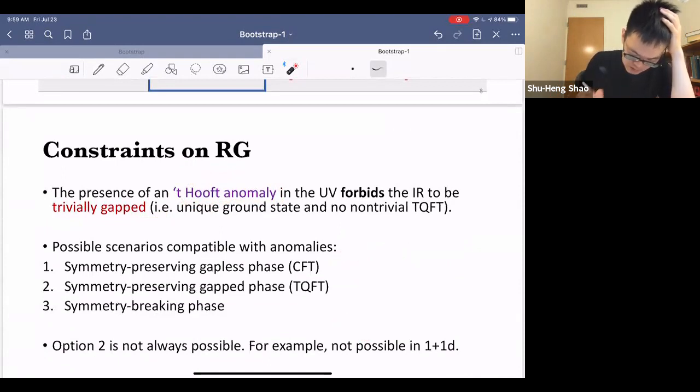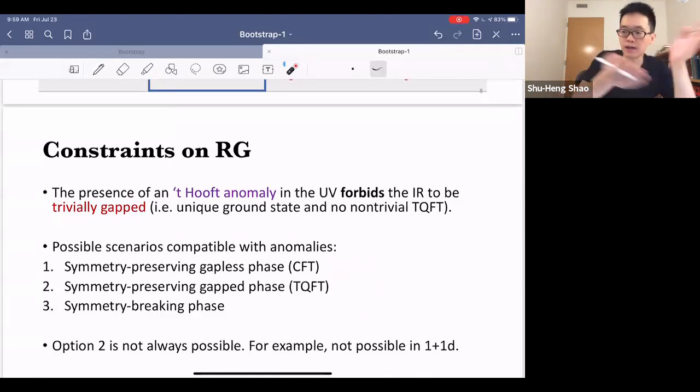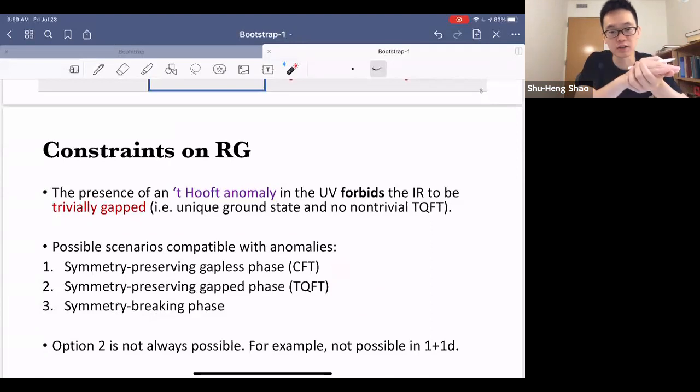then we have these three possible scenarios. The second case is very much under control because it amounts to looking at all possible TQFTs. The third case is also very much under control. The symmetry is just broken. But people kind of just give up on the first case. They always leave it as a side comment that, oh yeah, right, so the low energy phase can be a CFT. In CFT, you can have all kinds of crazy stuff to match the anomaly. Everything goes. Let's just leave it as a possibility there and talk about the rest.